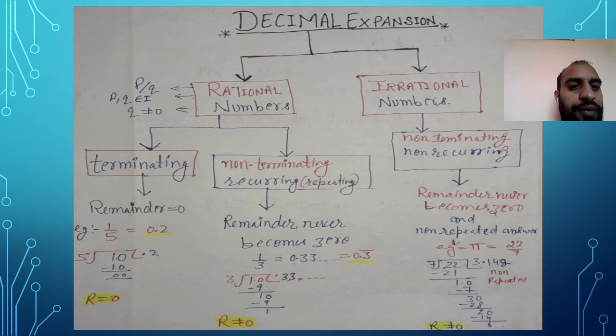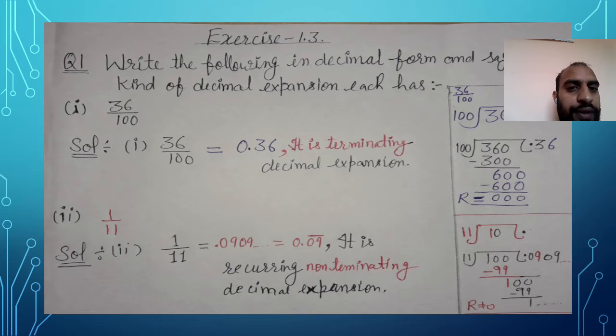So in this way we can find 3 categories. First is terminating, second is non-terminating recurring, third is non-terminating non-recurring. So let's start your exercise 1.3 from question number 1. Now let's see what question number 1 is.